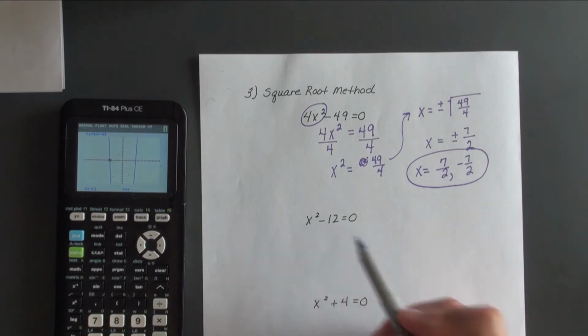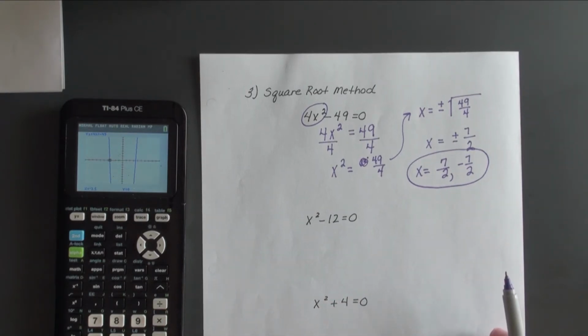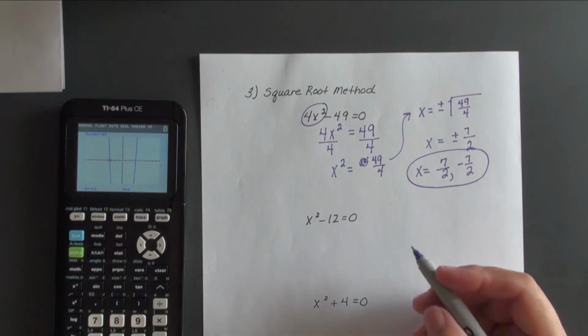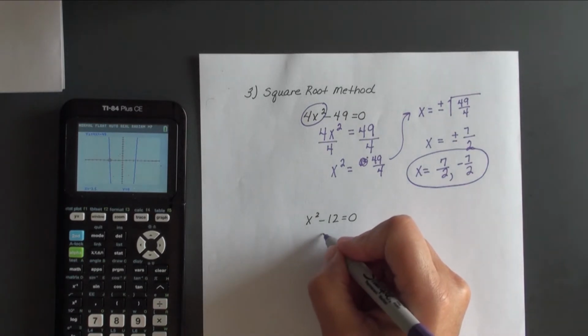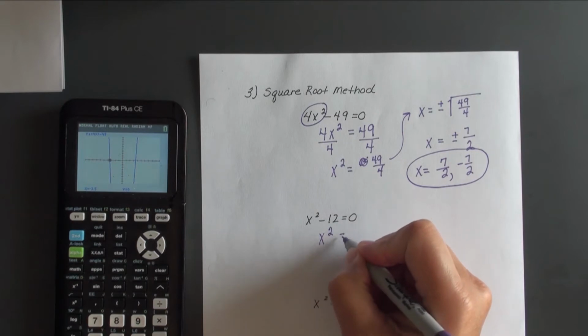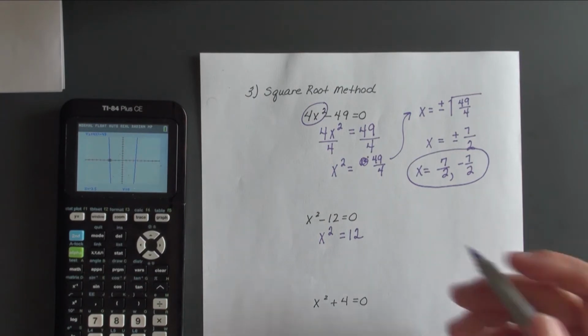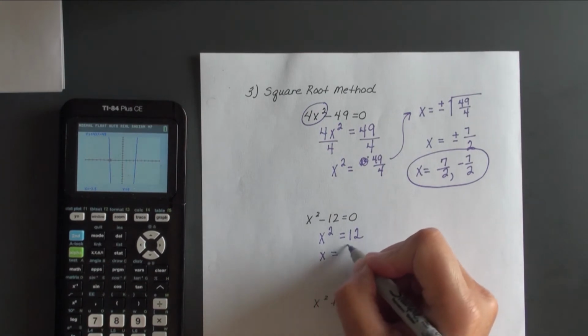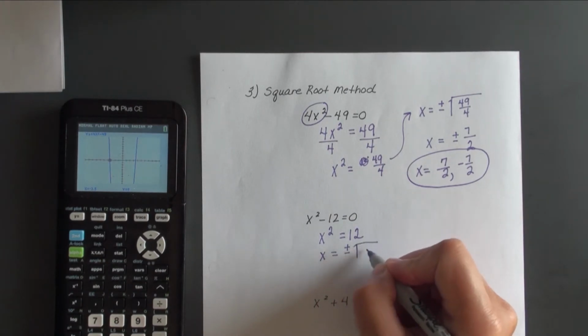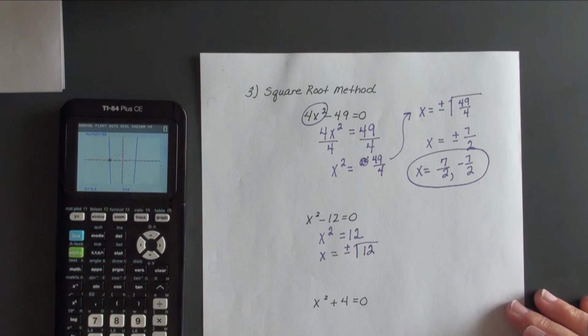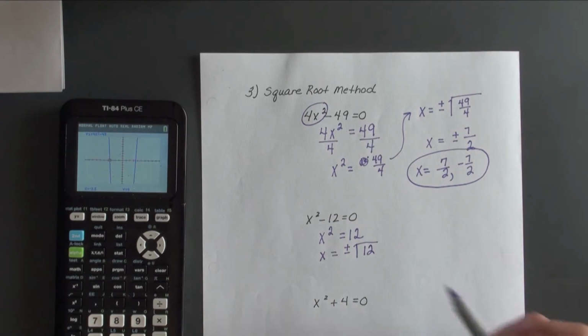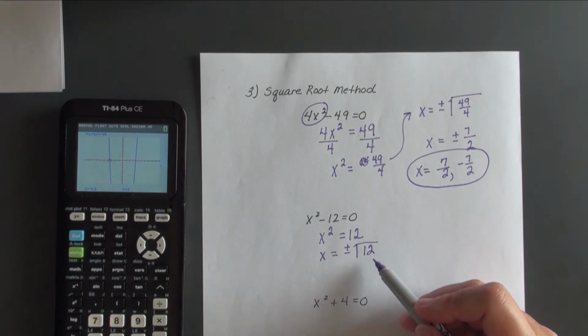Let's do the same thing with our next problem. This is x squared minus 12 equals 0. So if I add 12 to both sides so that I can isolate my x squared term, I have x squared equals 12. Therefore, x equals plus or minus the square root of 12. Now that is unsimplified. We need to simplify the square root of 12.